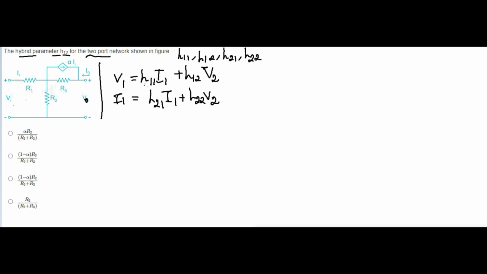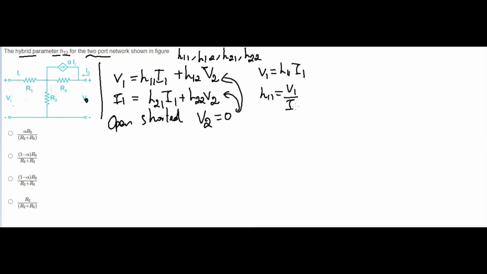Listen here. The H subscript starting with 1 is for voltage and the H subscript starting with 2 is for current, with open and short conditions. Now we take the output shorted, which means V2 becomes 0. Applying V2 equal to 0 in this equation as well as the other equation, this term becomes 0. So V1 is equal to H11 I1, and from this H11 is equal to V1 divided by I1.